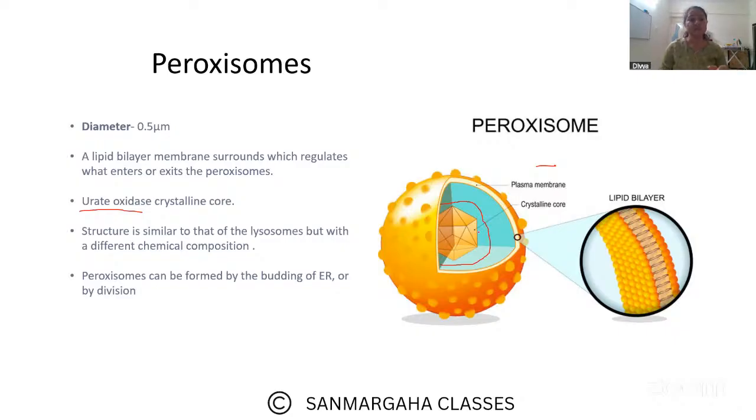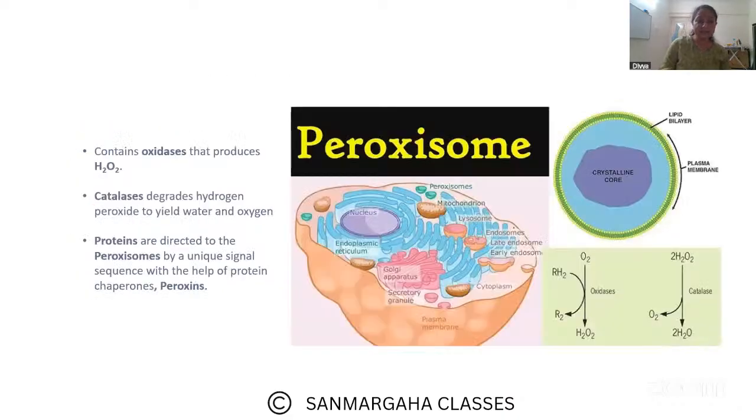Okay, so these peroxisomes may be formed by the budding of the endoplasmic reticulum or by dividing of the endoplasmic reticulum. As you can see here, because of the presence of oxidases, as I told you, urate oxidase is present. So oxygen here, in the presence of hydrogen, is made into hydrogen peroxide.